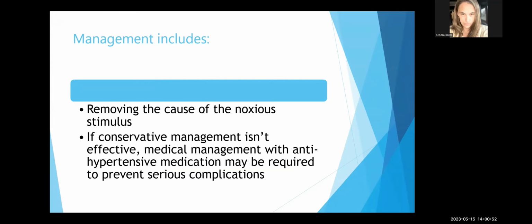Okay, it's Kendra. I'm going to take over from here and start talking about the management of autonomic dysreflexia. So the very first step of managing it is going to be removing the cause of the noxious stimulus. And I'll go into that in a little more detail. And then if that conservative management isn't effective, then we're going to move over to medical management with antihypertensives that may be required to prevent some serious complications from forming. Can I have the next slide, please?